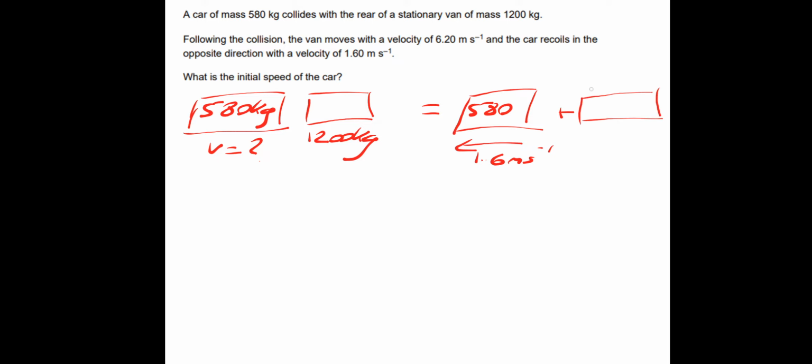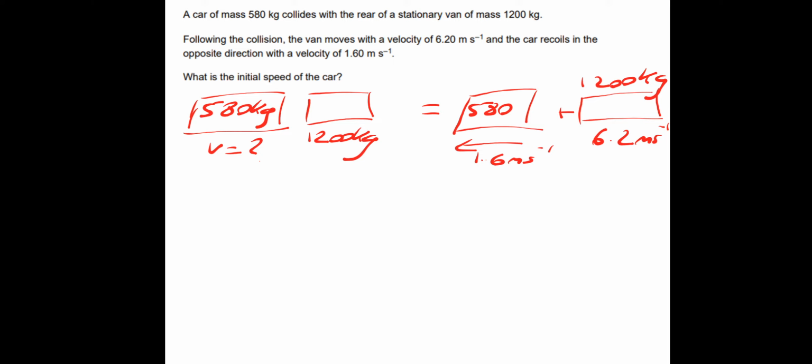So let's try and map out what's happening here. The car, which has a mass of 580 kilograms and a velocity which is unknown, which we're going to find out, collides with the rear of a stationary van, so 1,200 kilograms, velocity of 0. So the total momentum before is equal to the total linear momentum after the collision. So we've got the car of mass 580 kilograms. And that actually moves to the left with a velocity of 1.6. So when we do our calculation, that will be negative 1.6 because we're going to take the right as positive. Plus the van. So the van has got 1,200 kilos, and its velocity is 6.2 meters per second.